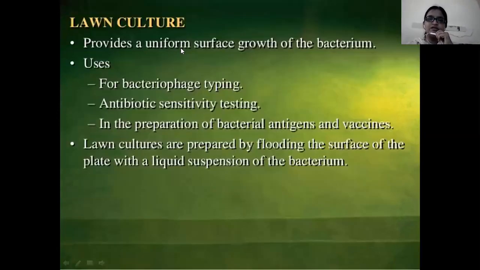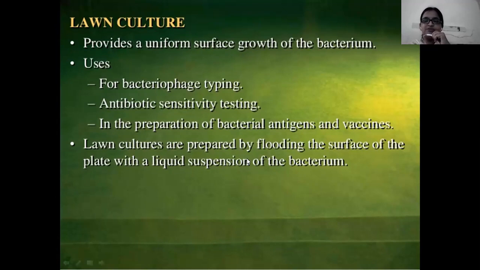Now, lawn culture. Lawn culture means growing a large number of microorganisms in a single plate. This lawn culture is usually preferred for bacteriophage typing. For isolation of viruses, we use this type of lawn culture, or for isolation of antibiotic sensitive microorganisms. If we want to test any bacteria which are antibiotic producing organisms that we want to isolate, we have to go for this lawn culture.